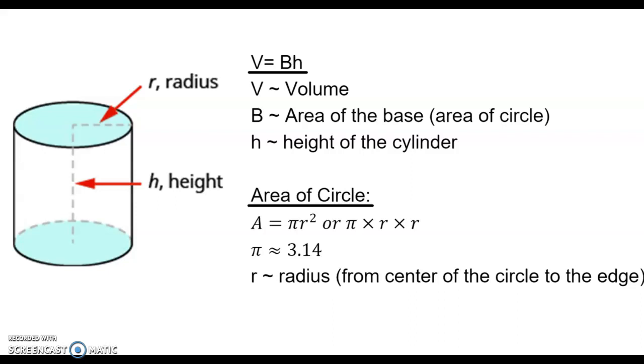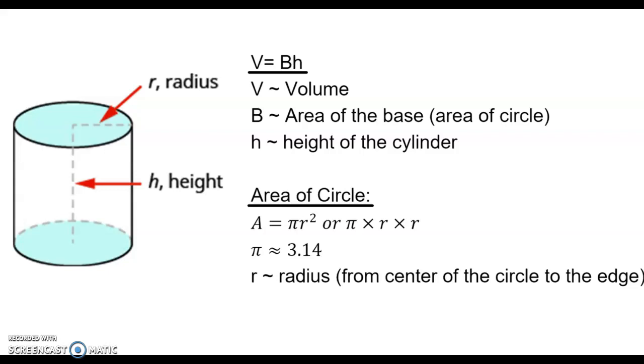So in order to find the volume of a cylinder, we're going to use the formula volume equals capital B times H, where that capital B stands for area of the base. In this case, since it's a cylinder, our area of the base is going to be the area of a circle, and H is the height of the cylinder.